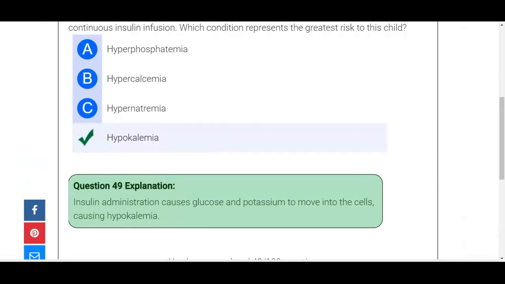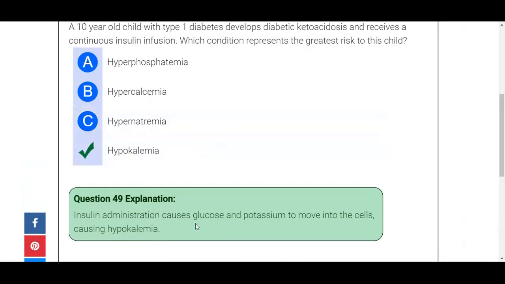Insulin administration causes glucose and potassium to move into the cells, causing hypokalemia.